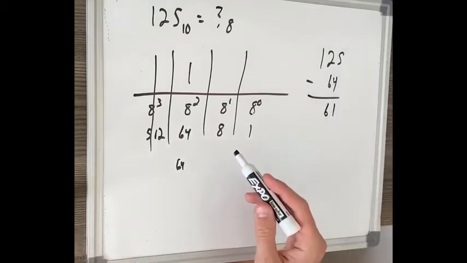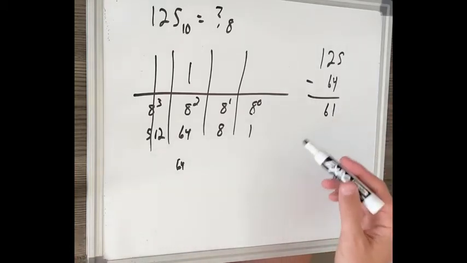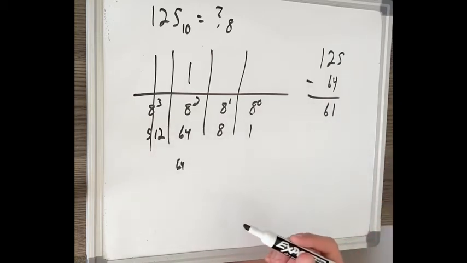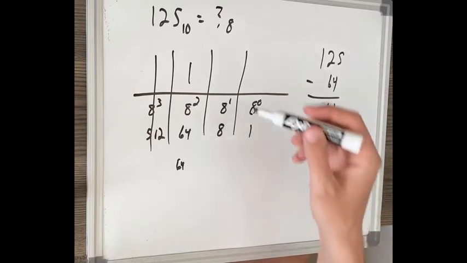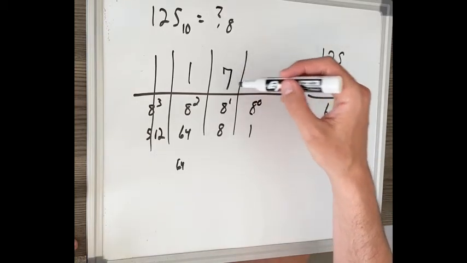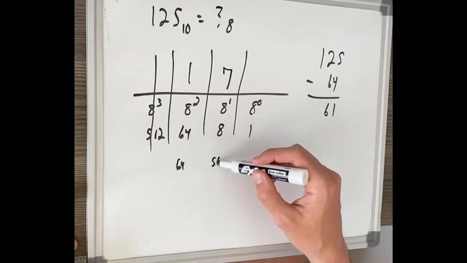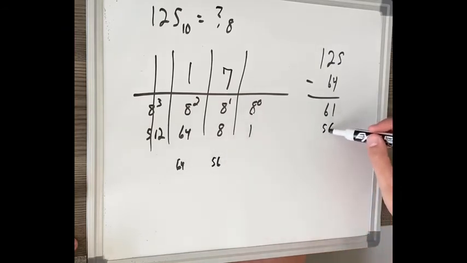Do I have 8 in 61? Yes. How many 8s do I have in 61? Again, this is the biggest difference. So 8 times 7 is 56. So I actually have 7, the maximum amount you can have. 8 times 7 is 56. So do the subtraction. 61 minus 56 should be 5.